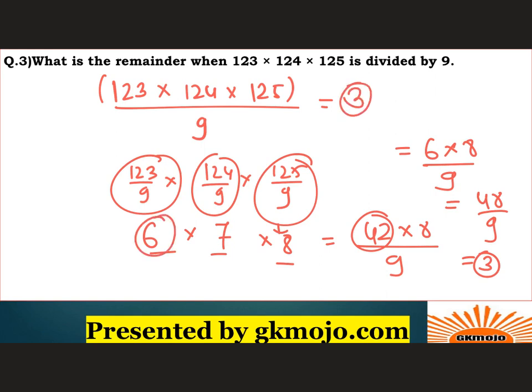So you took out the individual remainders, multiplied them, then took this 42 into 8, then again took the remainder, you got 6, then you multiplied it by 8, got 48, divided by 9 and got the remainder 3. So basically in simple language, just go on dividing it unless you get a single digit number. Alright.